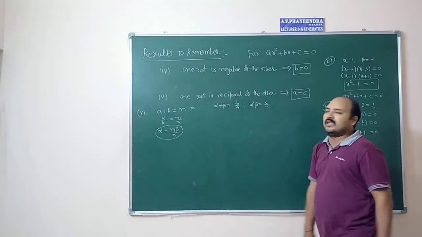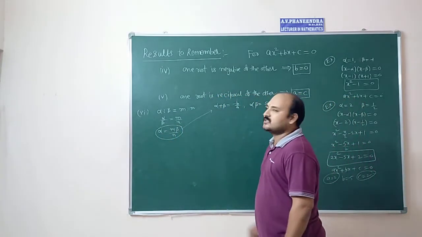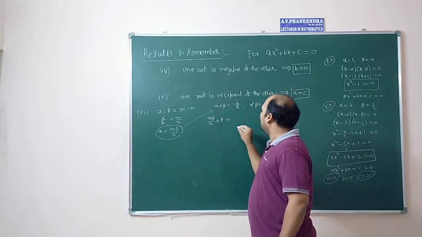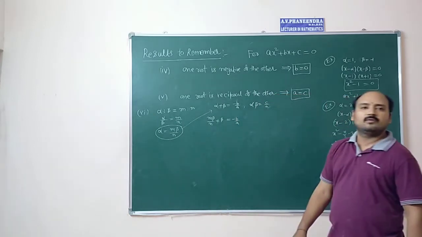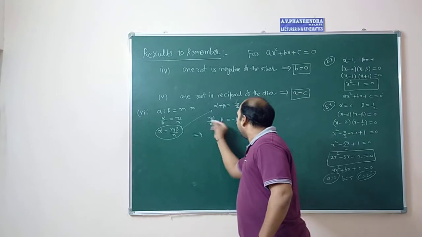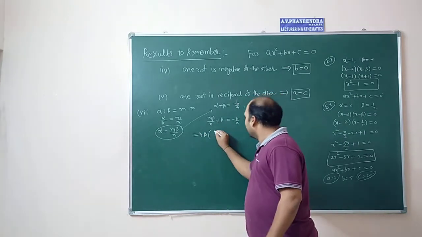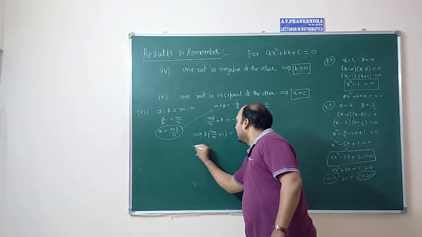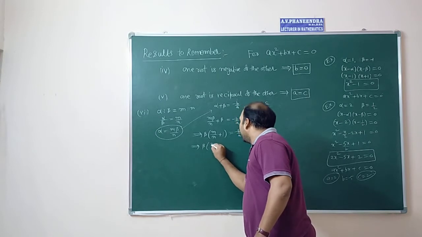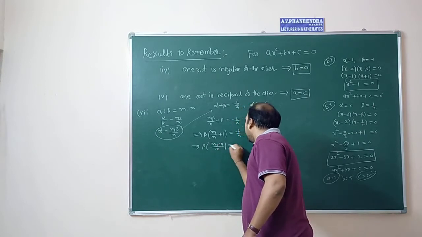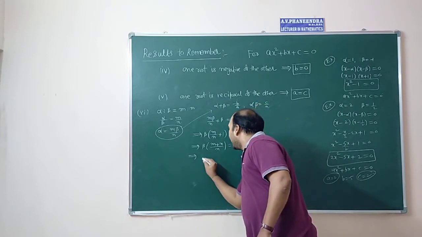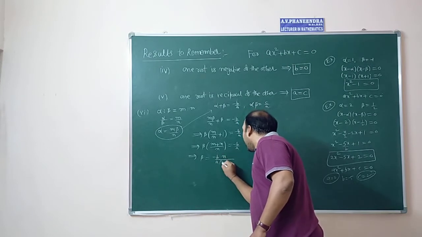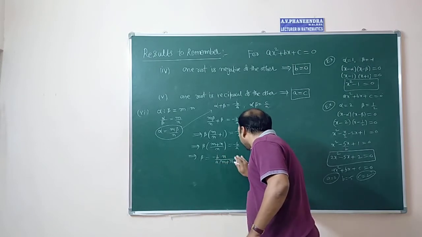Now alpha in terms of beta: substitute this alpha value in the sum of roots. So it becomes m beta by n plus beta is equal to minus b by a. Take beta common: beta times (m by n plus 1) is equal to minus b by a. That implies, taking the LCM, m plus n divided by n. That implies beta is equal to, cross multiplying, minus b by a into n divided by m plus n. This is the value of beta.